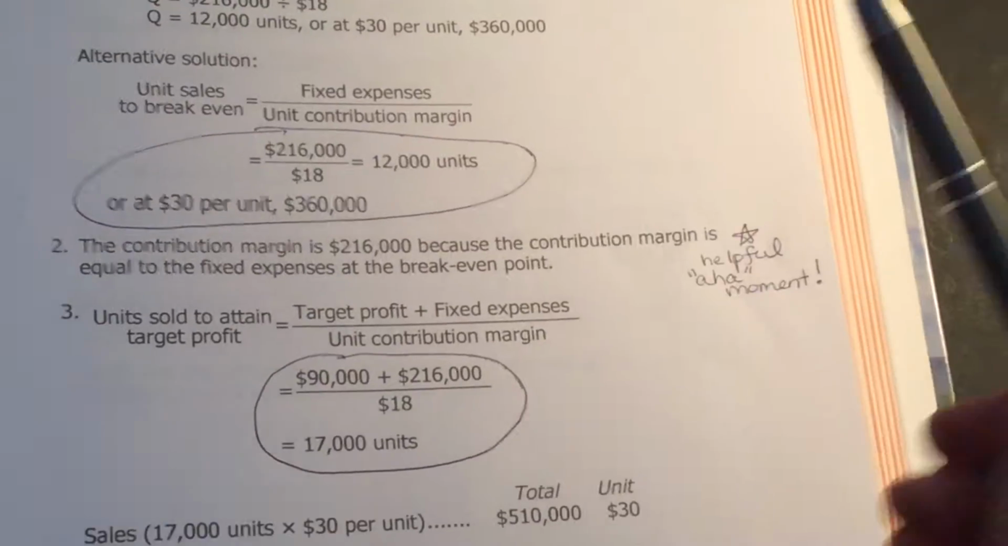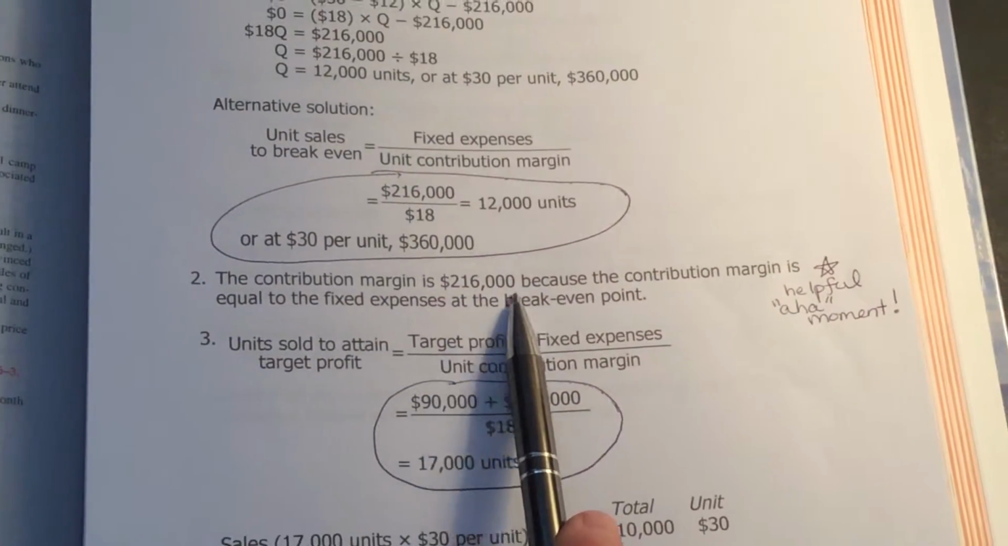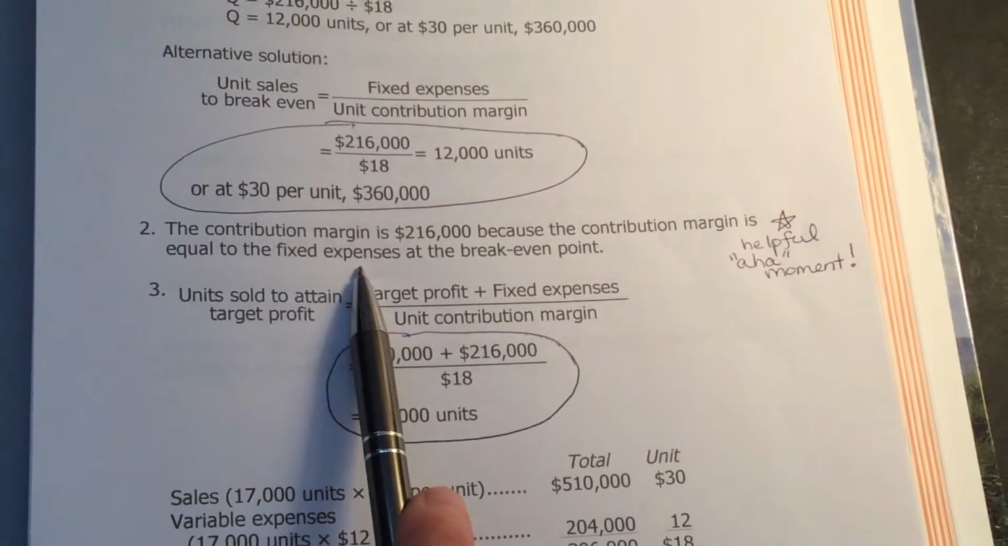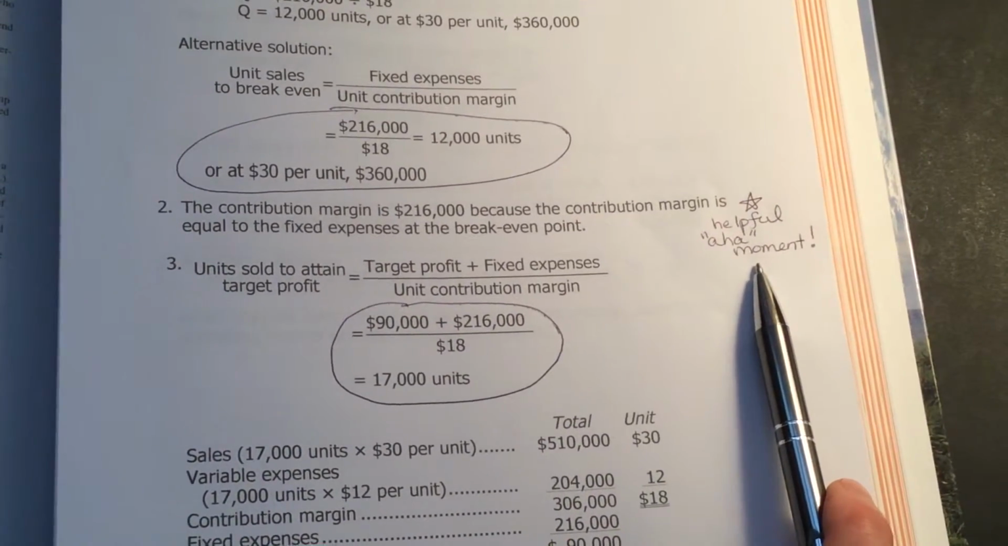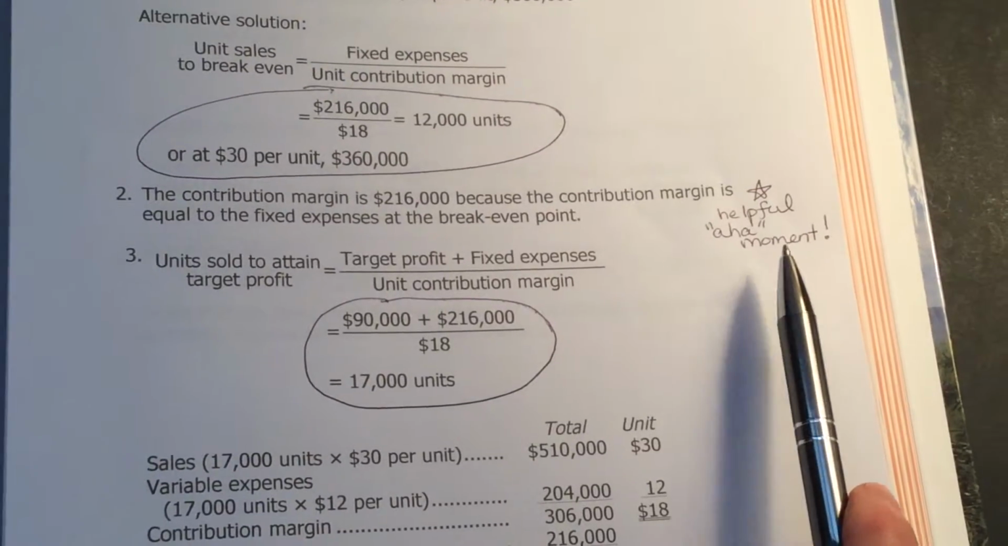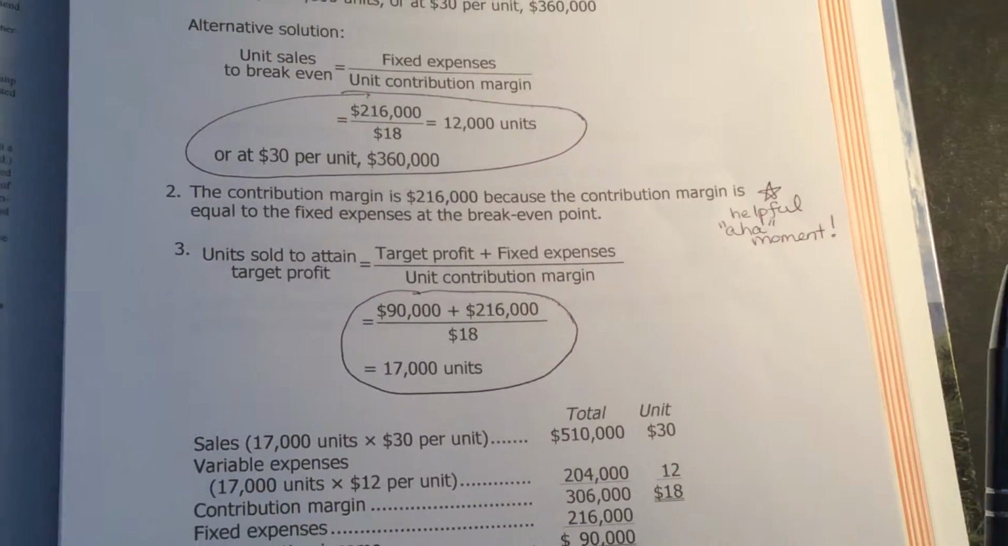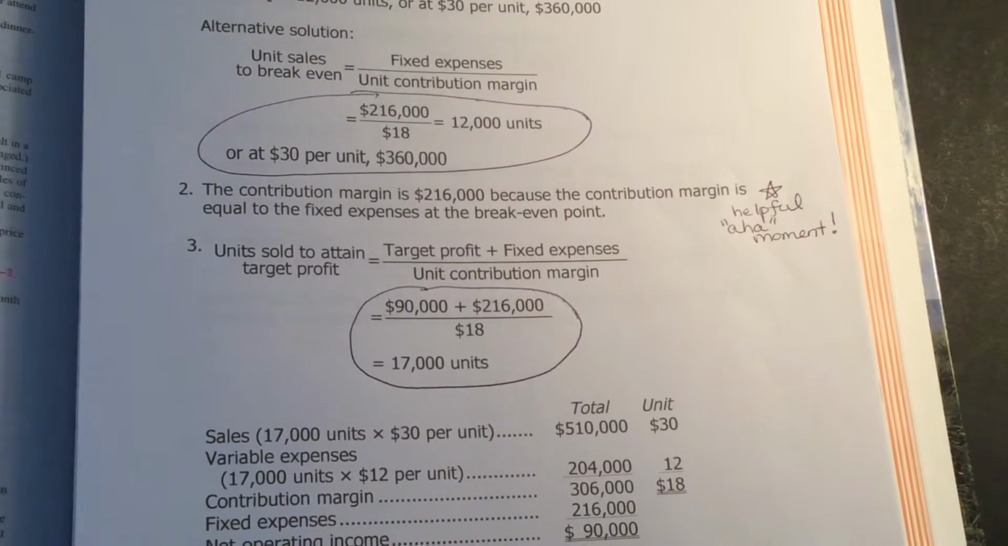So look over here in the solutions manual. The contribution margin is $216,000 because the contribution margin is equal to fixed expenses at the break-even point. This is a helpful aha moment that will help you solve problems. So I hope you can make that one stick in your brain and use it again in the future.